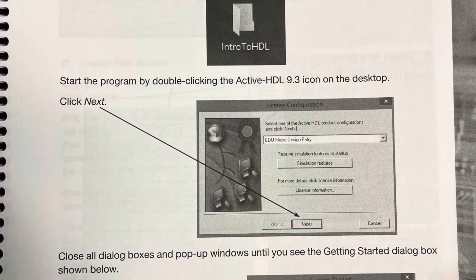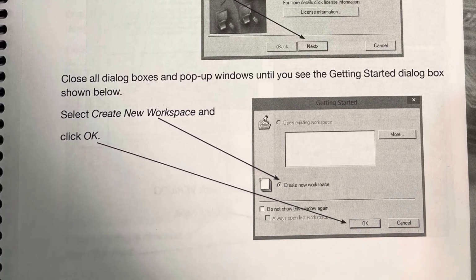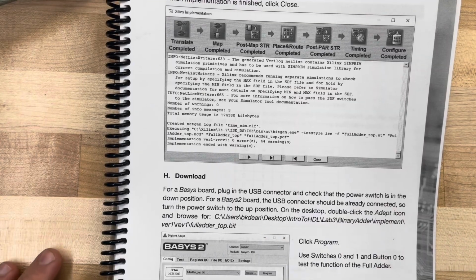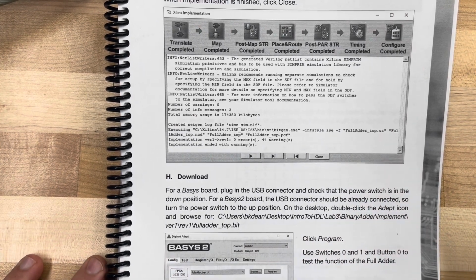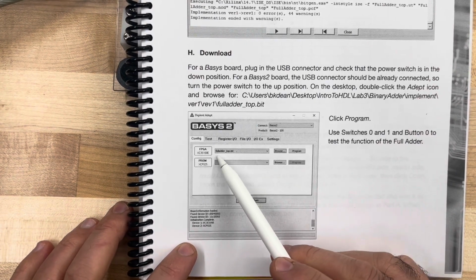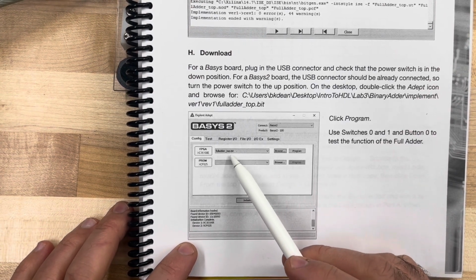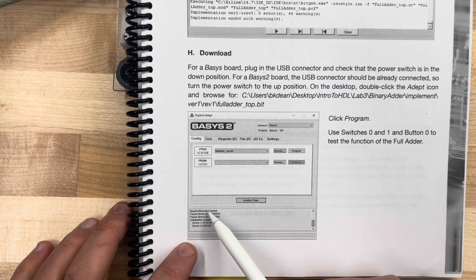All we need to do is follow the steps that are well detailed and explained in the lab manual. Here in part H, it gives you more instruction about how to plug in the board, and then search for this file in your folder, and then click on program, and then finally you should receive a message here of the completion.